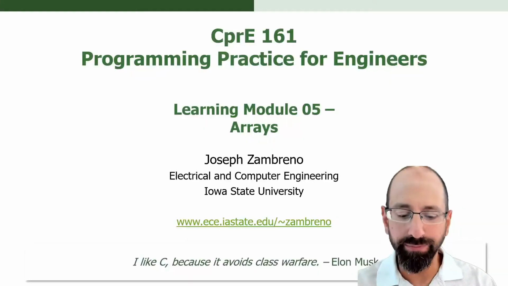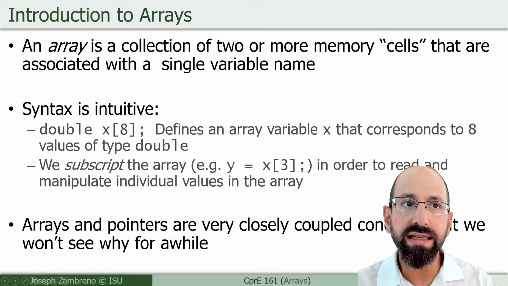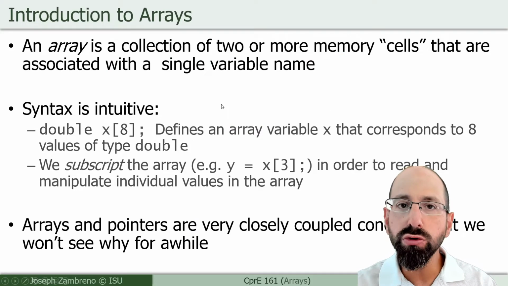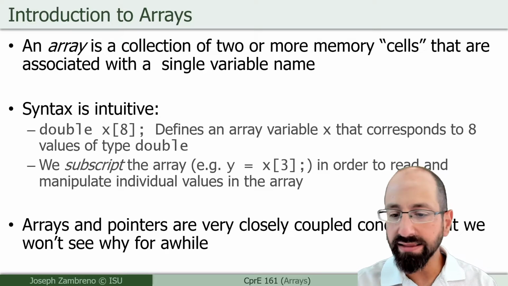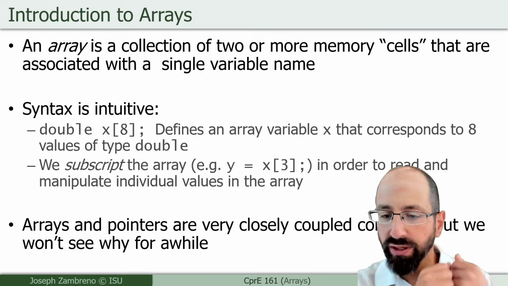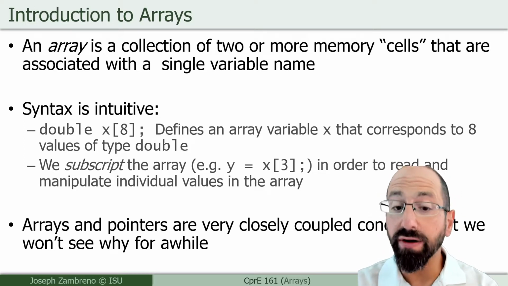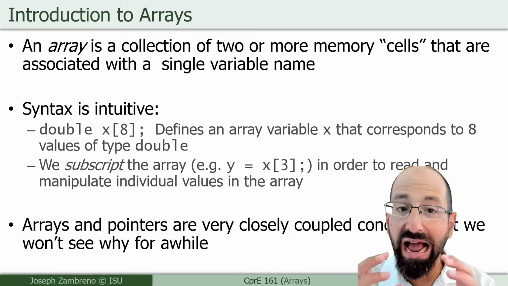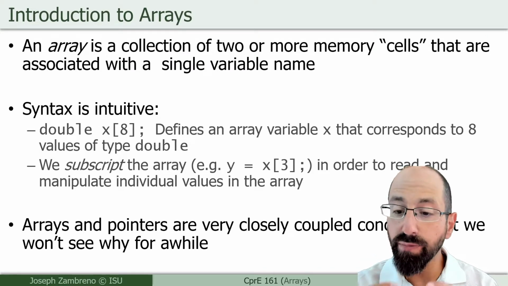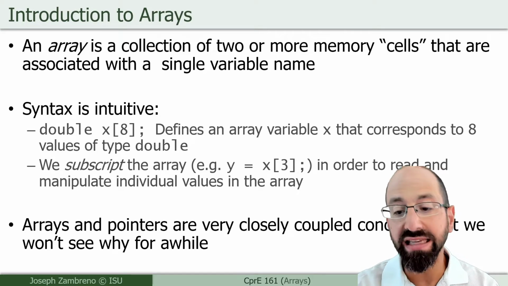Let's dive right in. An array in C is nothing more than just a collection of two or more memory cells that are associated with a single variable name. Syntax is relatively straightforward. We declare the type, we declare a name for the variable, and then we declare how many memory cells we want to be associated with that same variable name.